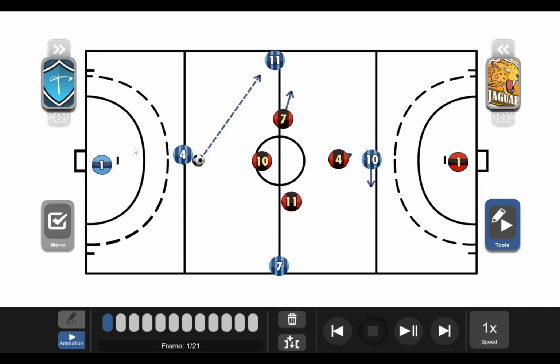Welcome to the video. In this one we're going to be discussing the Pivo. Now, the Pivo is very similar, in my opinion, to a 9.5 in soccer. What that means is they're a combination of a number 9 and a number 10.